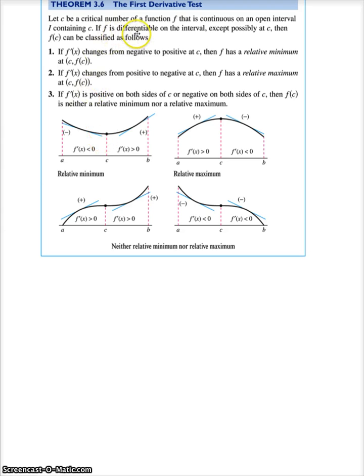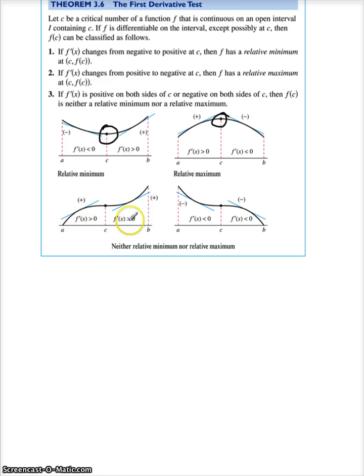If f is differentiable on the interval, except possibly at c, and I know this sounds kind of strange, but we do have that exception, then f can be classified as the following. If f prime, or the slope, or the derivative changes from negative to positive, then we have a relative minimum at c, f of c. While if the derivative changes from positive to negative, then we have a relative maximum at c, f of c.